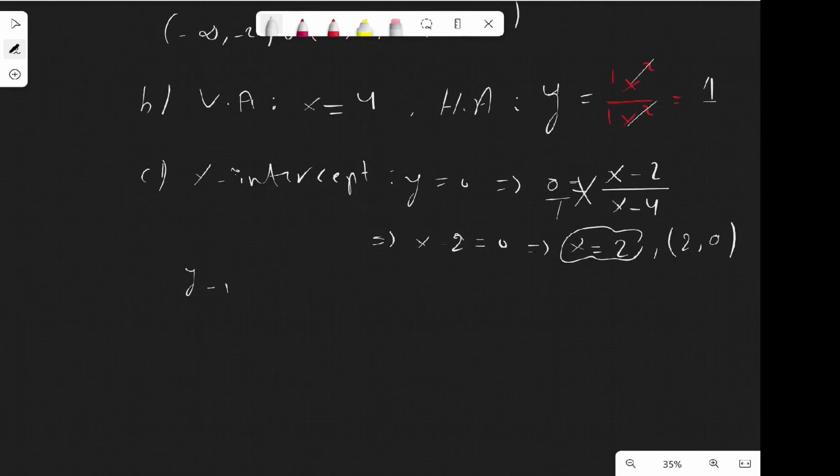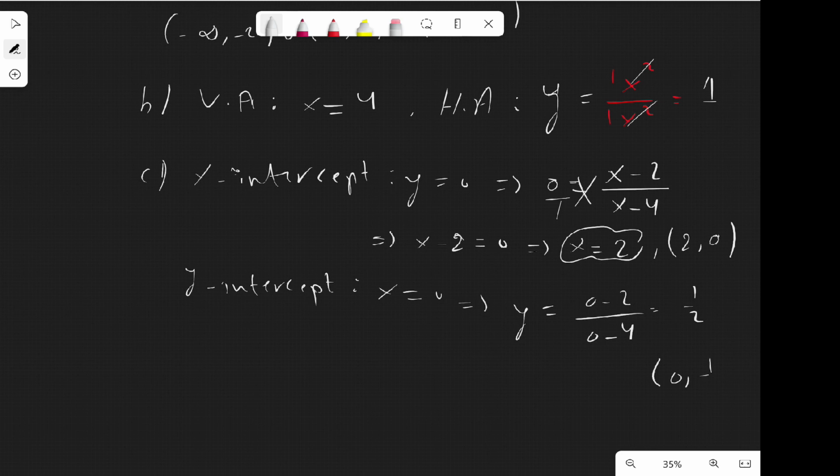For the y-intercept, we put x equal to 0. Replace x equal to 0, then y equal 0 minus 2 divided by 0 minus 4, which is 1 over 2. And the point is x is 0 and the y is 1 over 2.